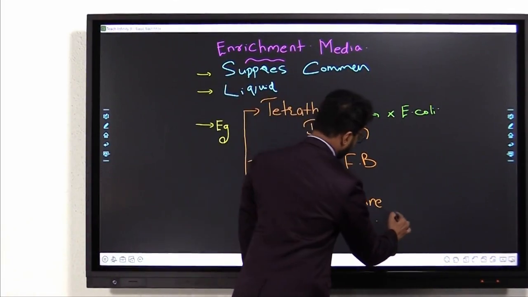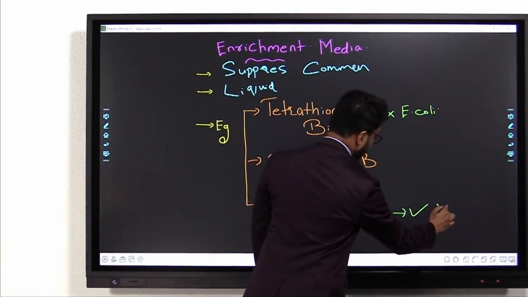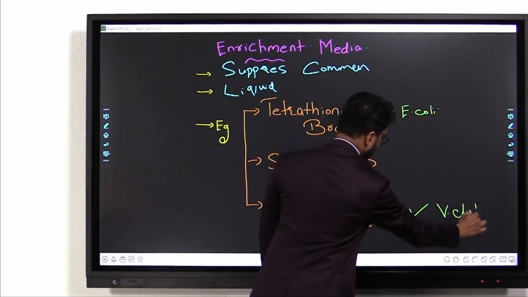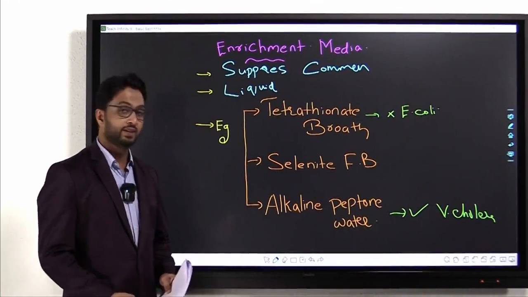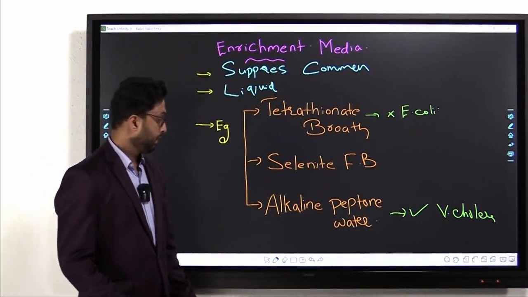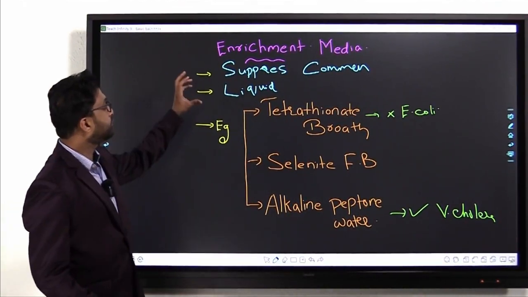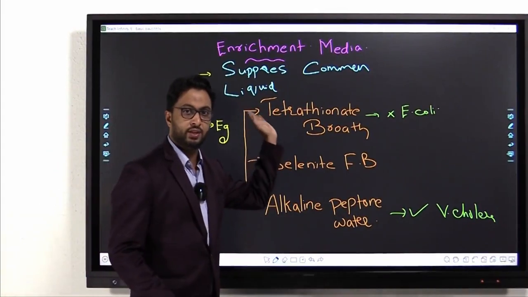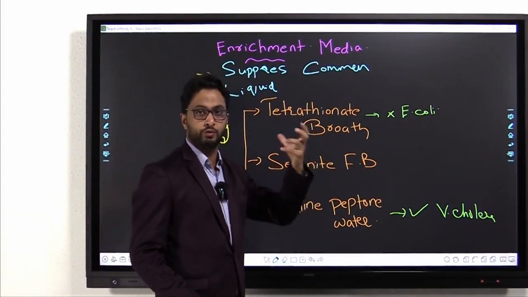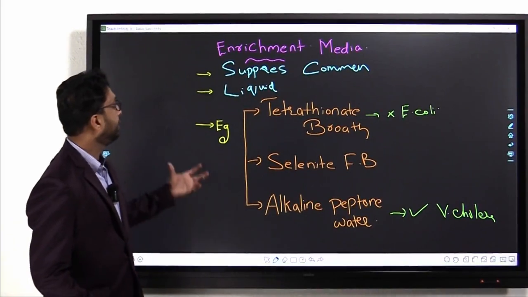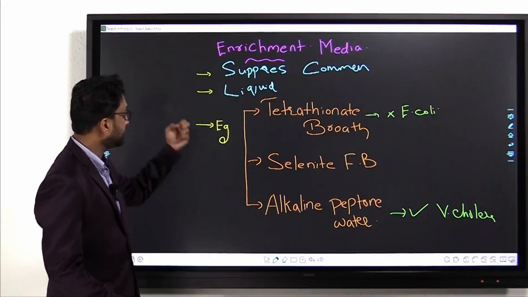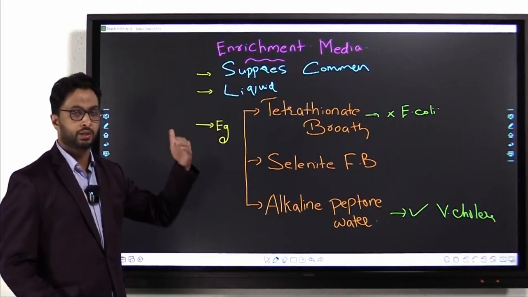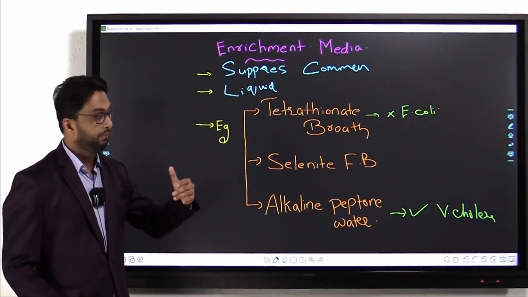It is used for, as I've told you, Vibrio cholerae. You don't need to know what it suppresses because it suppresses everyone else except Vibrio cholerae. So that's about the enrichment media. Don't forget enriched and enrichment. Enriched allows the growth of a particular bacteria, and this one suppresses the growth of commensal bacteria. It's a liquid media. That's the difference from others, which are basically agar medias.